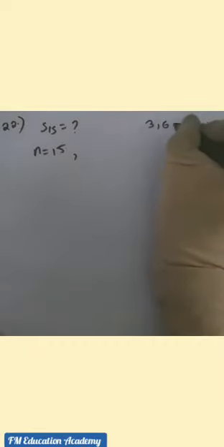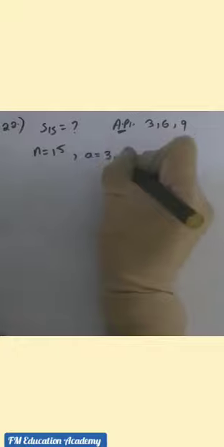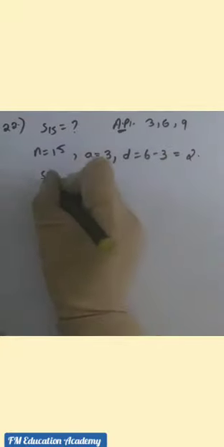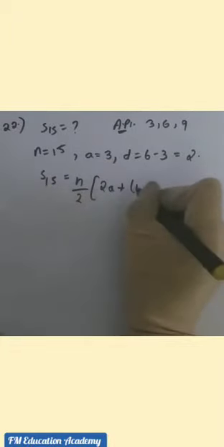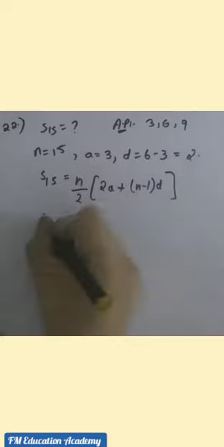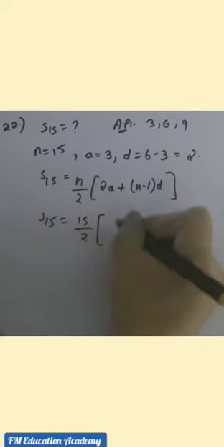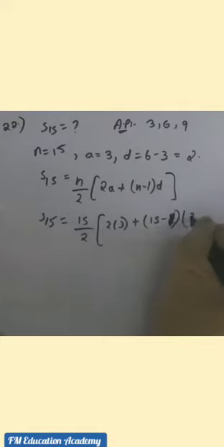If you observe the series, what is the series given to us? The series given to us is 3, 6, 9. This is the AP given to us. A is 3 we can see. D is A2 minus A1, that is 6 minus 3. So D is 3 we have. We have the formula of Sn is n by 2 into 2a plus n minus 1 into d. So S15 is equal to, what is the value of n? 15 by 2 into 2 times 3 plus n minus 1, n is 15, so 15 minus 1, into d.